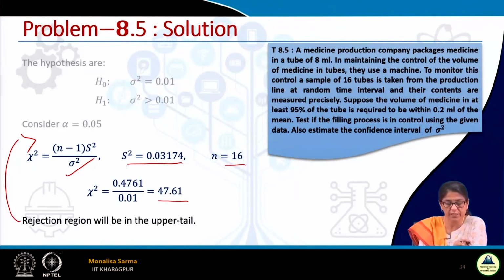So for the rejection region, now that we are interested in finding whether it is greater than 0.01, where will our rejection region be? It will be in the lower tail or in the upper tail.